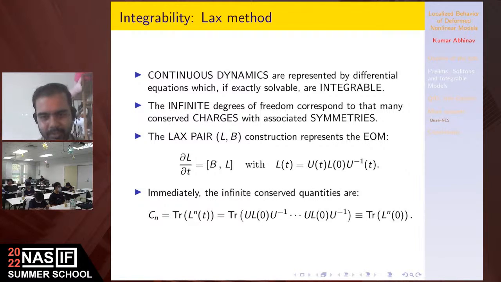So U inverse and U cancel out each other, and the U's at the end of the expression, because of cyclicity, they will cancel each other out, because that is a property of the trace. So L and different powers of L, they represent conserved quantities, and in principle you can construct an infinite number of them, because n can be anything. So you have infinite conserved quantities, and obviously Noether's theorem, because it's a continuous system, you'll end up with conserved quantities.